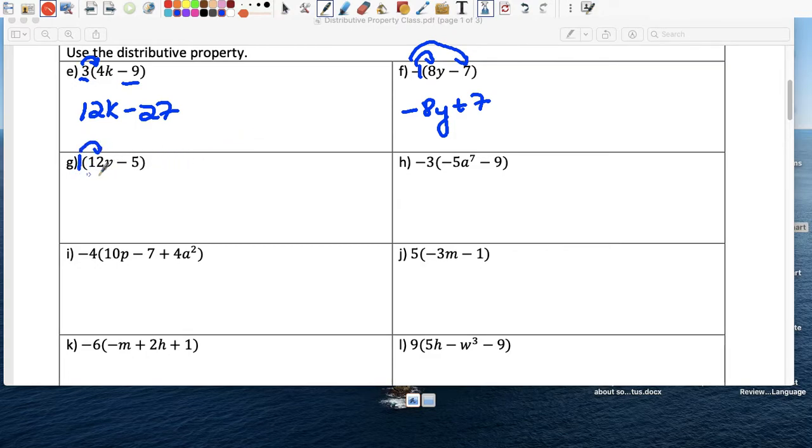1 times 12, positive and positive is 12b. And positive and negative is negative. Negative and negative is positive. And negative and a negative is positive again. 3 times 9 is 27.